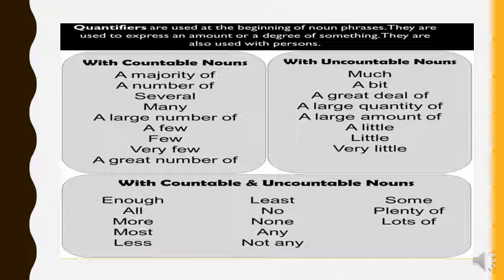With countable nouns, we can say a majority of, a number of, several, many, a large number of, a few, very few, a great number of. With uncountable nouns, we can say much, a bit, a great deal of, a large quantity of, a little, very little. And there are some quantifiers that can be used with countable and uncountable nouns, such as enough, all, more, most, less, least, no, none, any, not any, some, plenty of, and lots.